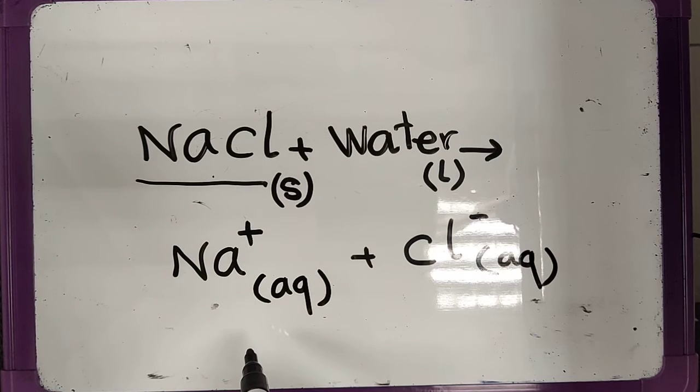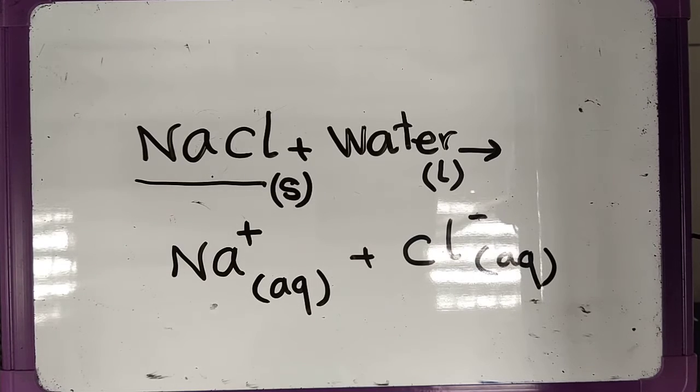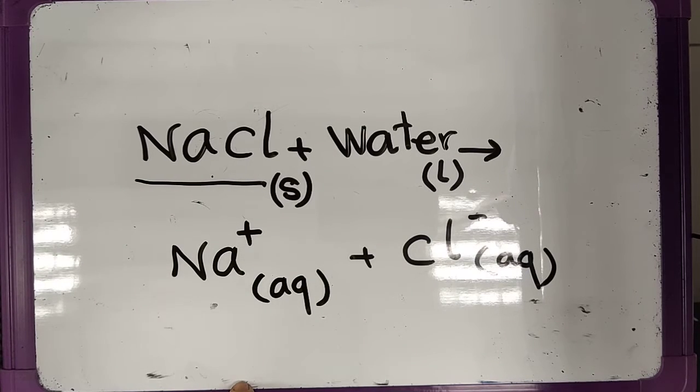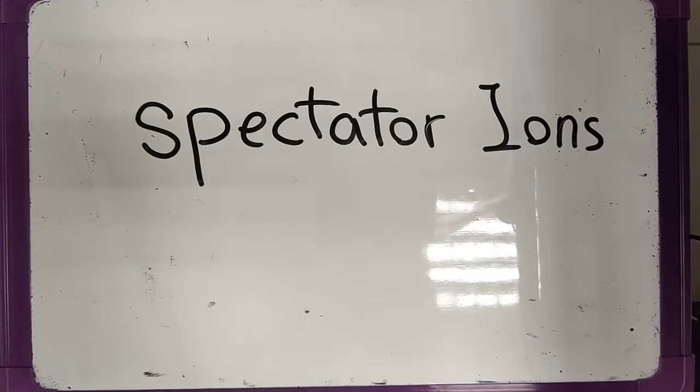Ionic compounds include salts, such as sodium bromide, magnesium sulfate, and ammonium nitrate. Acids and alkalis also have ions. Examples are hydrochloric acid, which has H+ ions and Cl- ions, or sodium hydroxide, NaOH, where we have two ions, Na+ and OH- ions. Only a few of the ions present in the solution take part in these reactions, not all of them. The ions that take no part in the reaction are called spectator ions. So spectator ions are those ions that are in the solution, but they do not take part in the reaction.